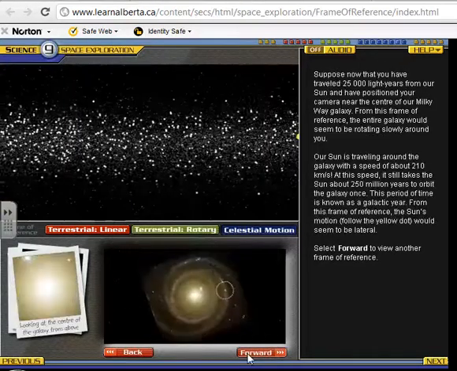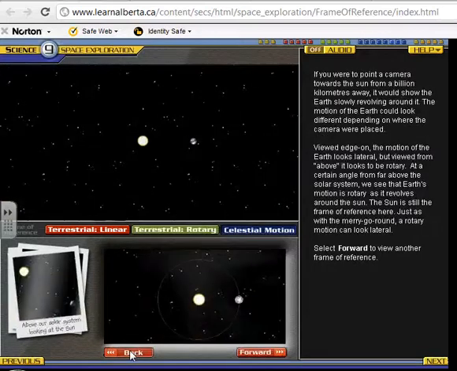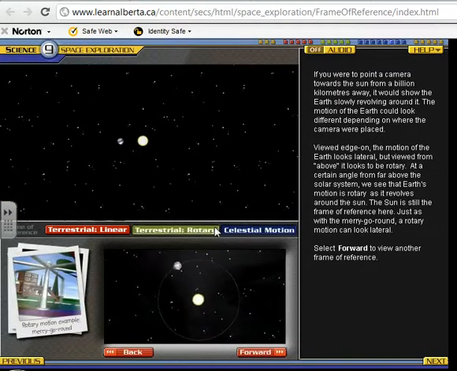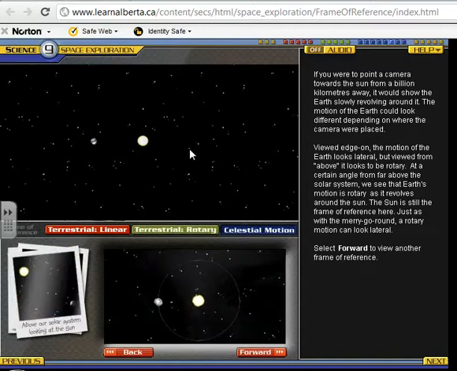Now, if we actually jump two ahead, let's go back, I missed it. This is the view from far away from our solar system, and we can actually see that it looks like the Earth is moving back and forth when in fact it's going around. This is actually where Ptolemy's view of the epicycles came from. From Earth, it looks like this was happening with some of the planets.